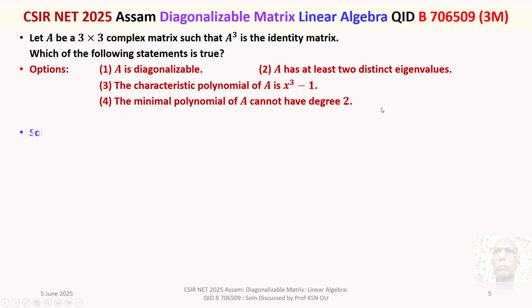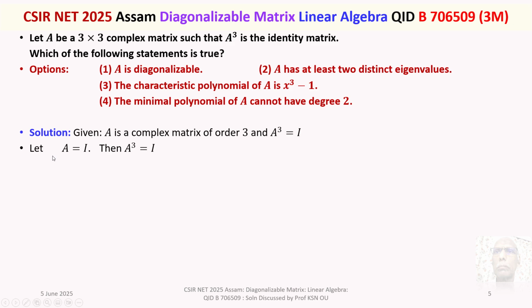Let us now discuss the solution of the problem in detail. We are given A is a complex matrix of order 3 and A cube is identity. Right. We give a counter example for 2 of the options. Let A be the 3 by 3 identity matrix. Then A cube will be I.